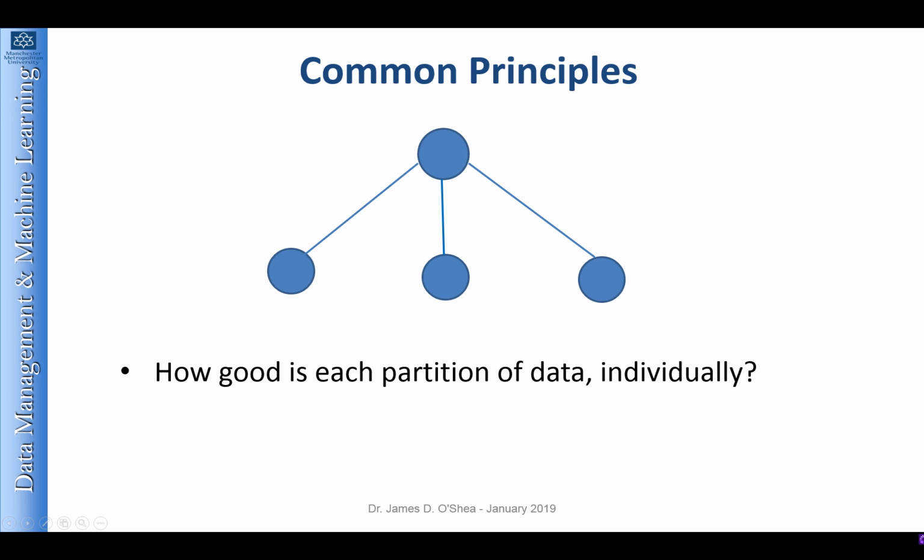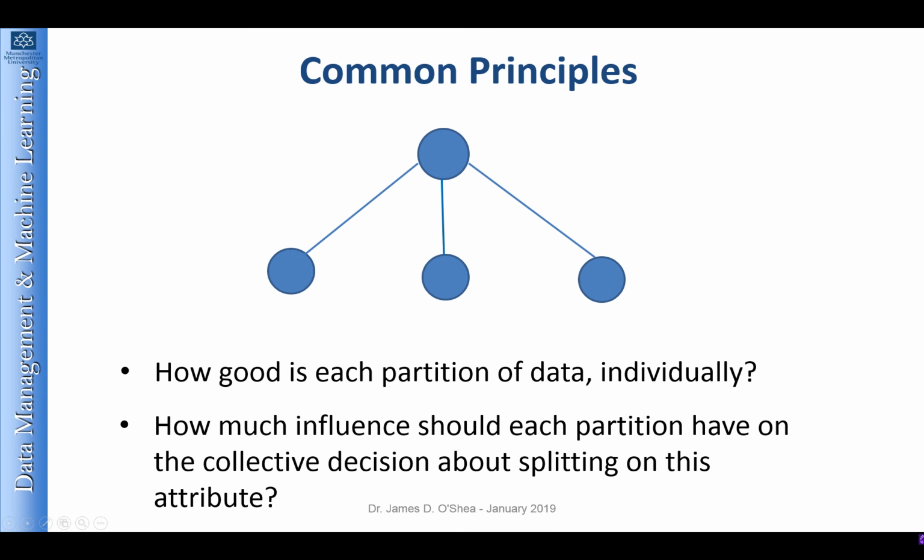So there are two questions we need to consider, two components of the algorithms. First of all, having split up the data, we need to check how good is each of these partitions individually in terms of purity of being weighted towards one class or the other. So basically the number of records of each class that have arrived at these nodes based on that decision. The second question is, how much influence should each of these partitions of the data, each of these nodes, have on the overall decision about splitting on this attribute?